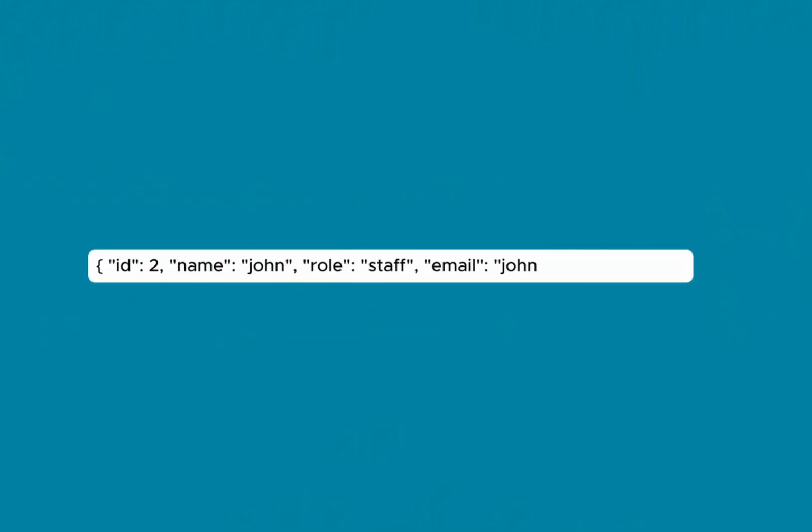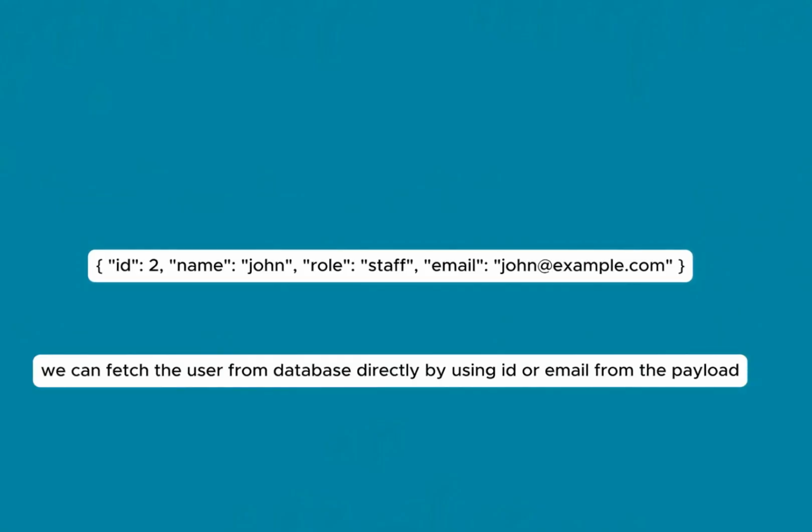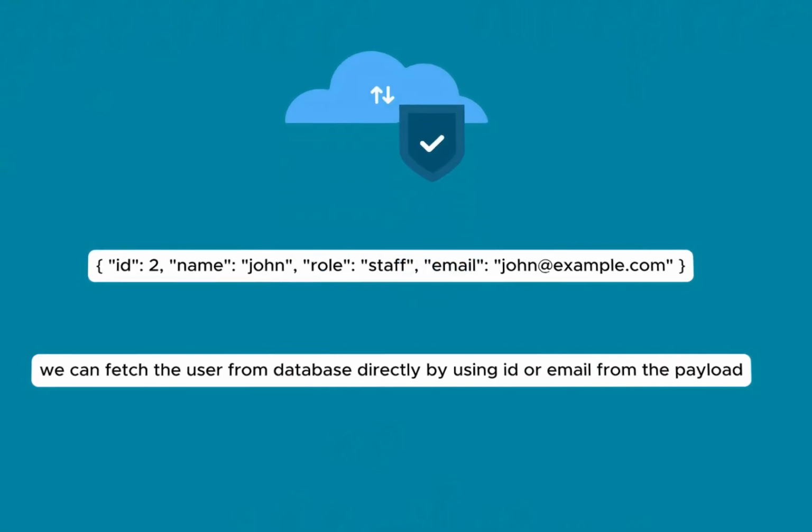Have you noticed we receive the user info in the payload? This means we can verify the user by using the email or ID in the payload. So this means we don't even need to save the JWT token in the database. This characteristic makes JWT more scalable, secure, and efficient.